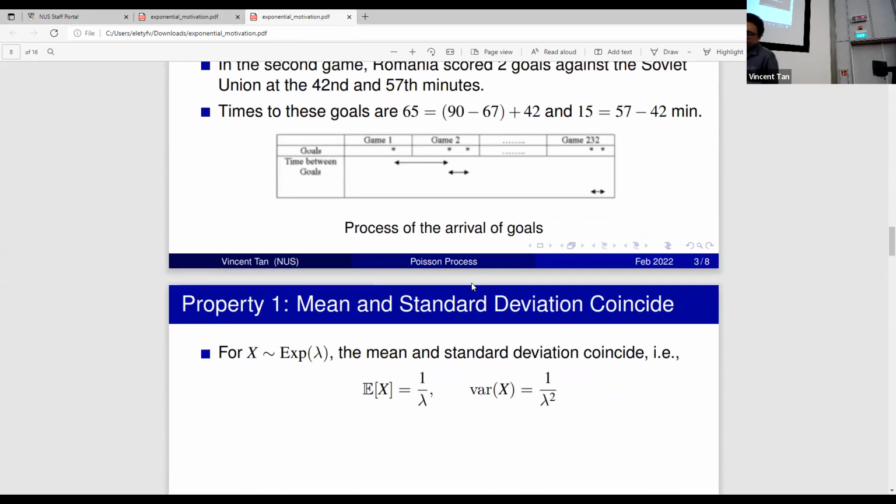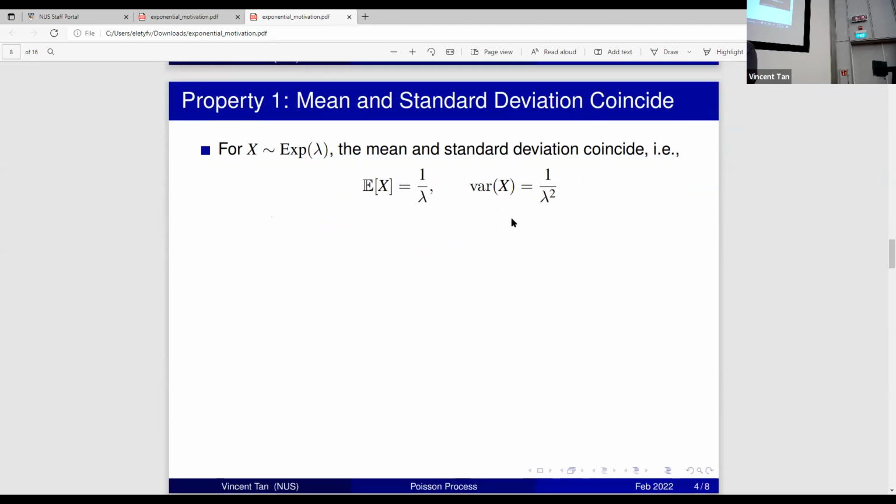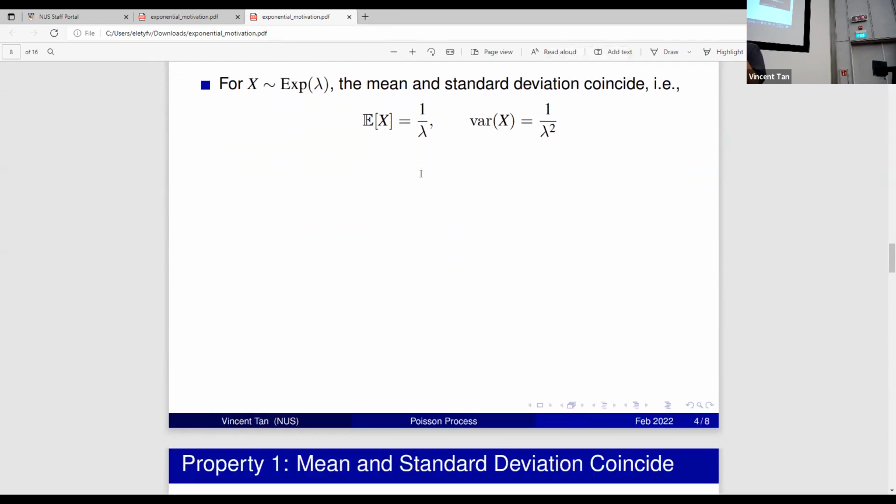Now, for the exponential random variable, very soon we are going to calculate that the mean and the standard deviation coincide. The mean is 1 over lambda. The variance is 1 over lambda squared. We are going to show this later on through integration by parts, a bit painful. The standard deviation is the square root of the variance, hopefully you know. So the mean and the standard deviation coincide.